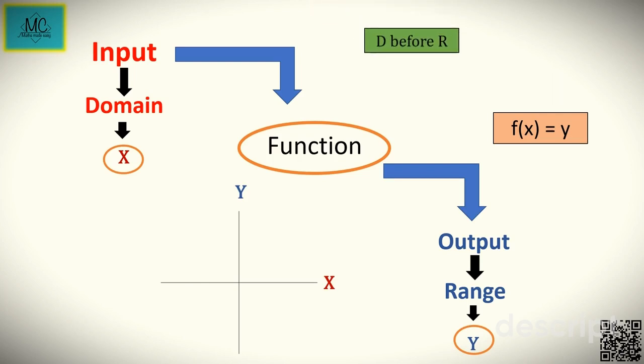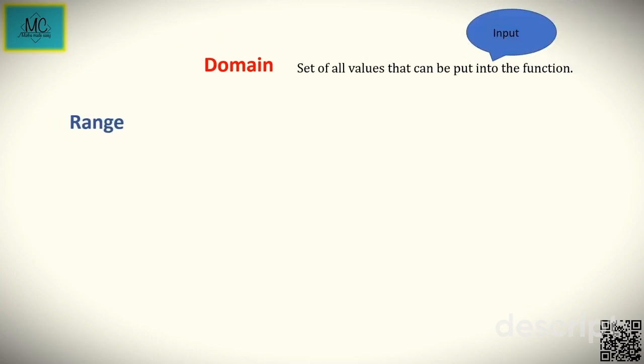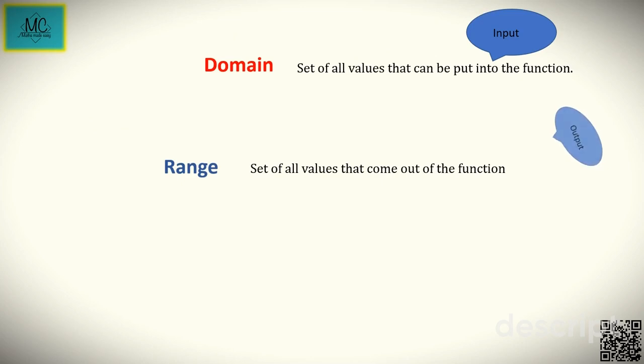But how am I going to remember that? So always remember d before r and x before y. So this is how I will remember where the domain and range should be mentioned. So the domain of a function refers to the set of all possible input values, while the range refers to the set of all possible output values.